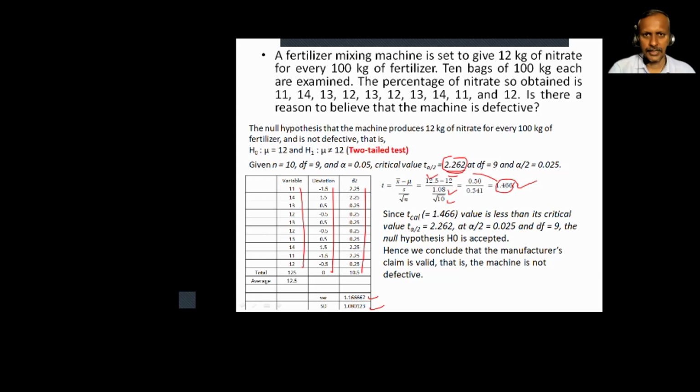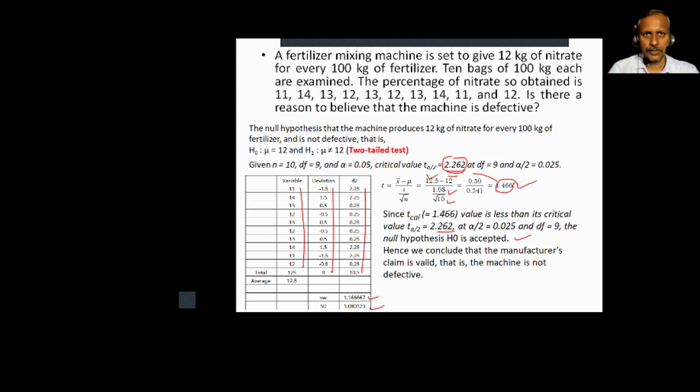Since the t calculated value, that is 1.466, is less than the critical value of 2.262, we can say that the null hypothesis is accepted. We are accepting this null hypothesis since the calculated value is less than the table value. If it had been more than the table value, then we would have rejected the null hypothesis. This is how we calculate the one sample t-test.